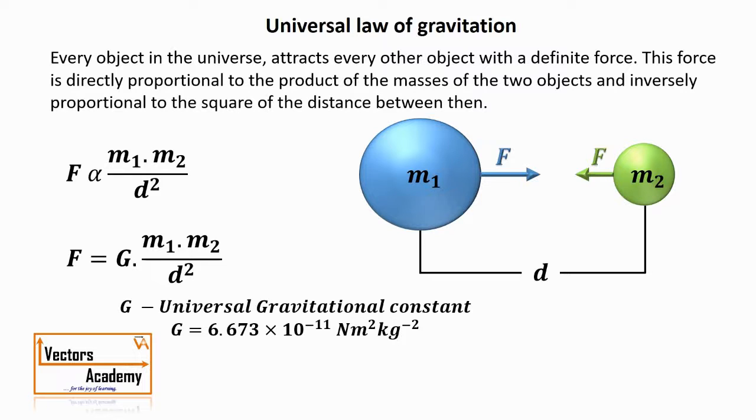Now if you have a careful look at the equation, you can see that if the mass of one of the objects is doubled, the force between the objects also doubles. Okay, and if we triple the mass of any object, then the force also becomes 3 times. Also, it is important to note that if we increase the distance between two objects, if we make the distance 2 times the original distance, then the force between the two objects decreases by a factor of 4.